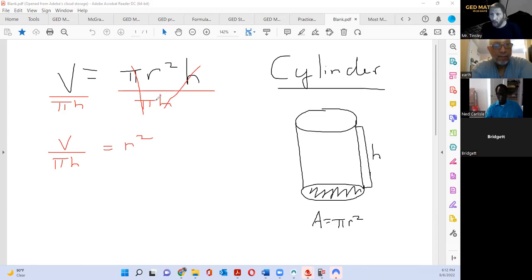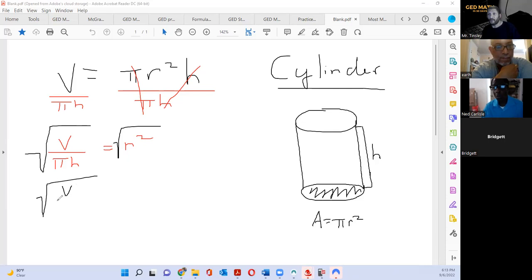Well, r squared is not what we need. We need r. So again, to get r, what's the opposite of squaring something? Square root. So we take the square root. Let me change the color. Oops, black. Let me change it back. I don't know what's going on here. Black, there we go. Take the square root of this side. Whatever we do on one side, we do on the other. So now we get the square root of the volume divided by pi times h is equal to r.